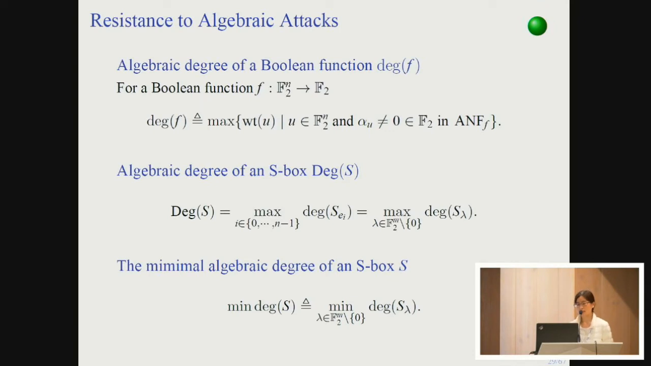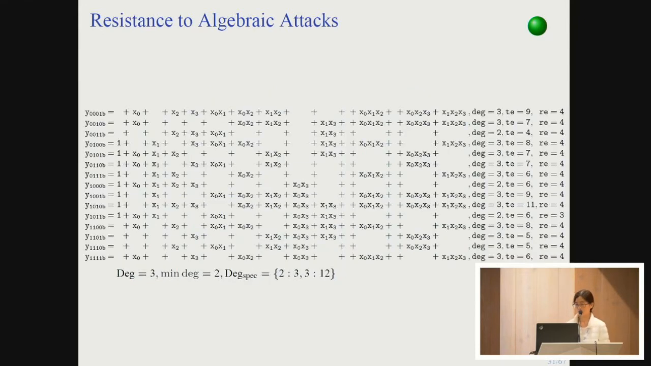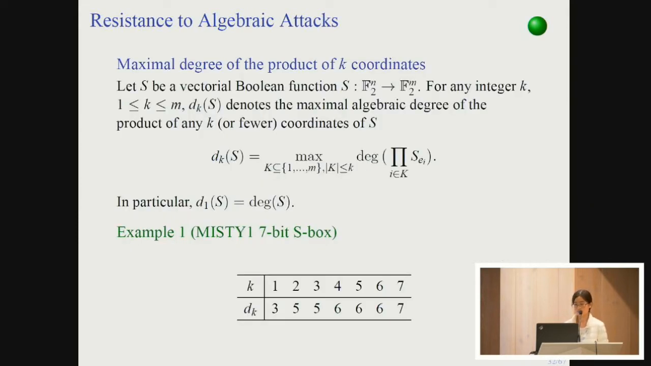For the resistance to algebraic attack, the maximum and the minimum among the degrees of all components may be important. The frequency of the degrees may also be important, so Pagan will compute the maximum degree, the minimum degree, and the degree spectrum according to the ANF of the components of the S-box.